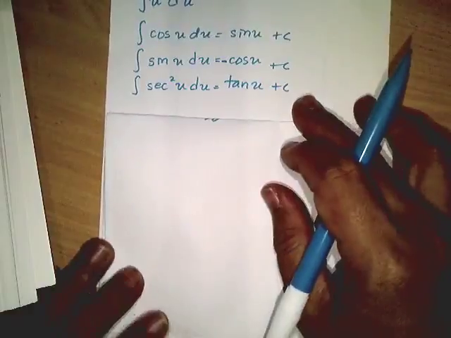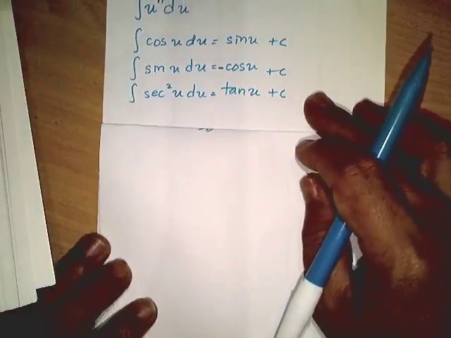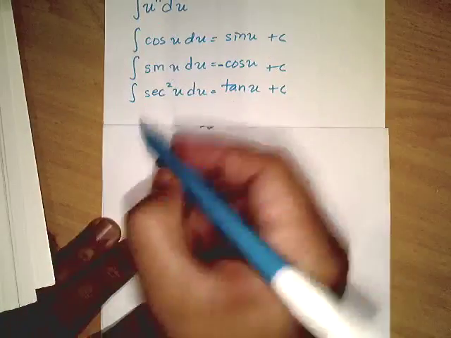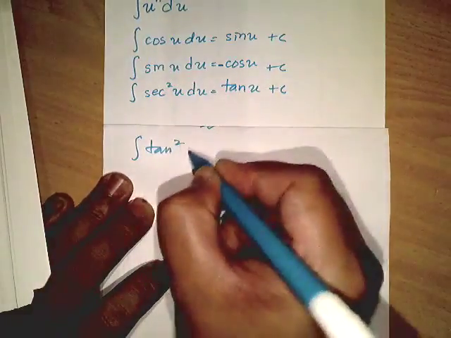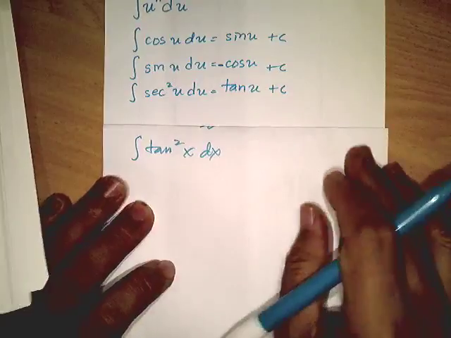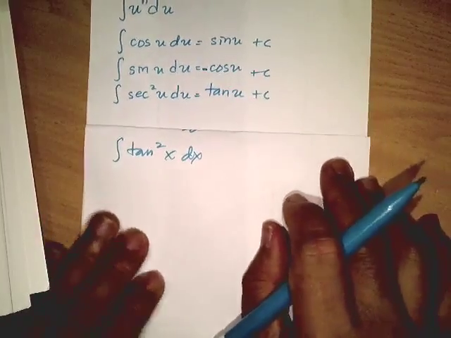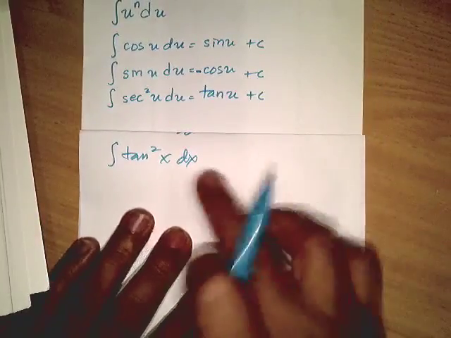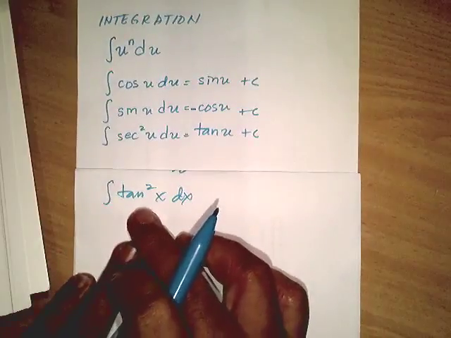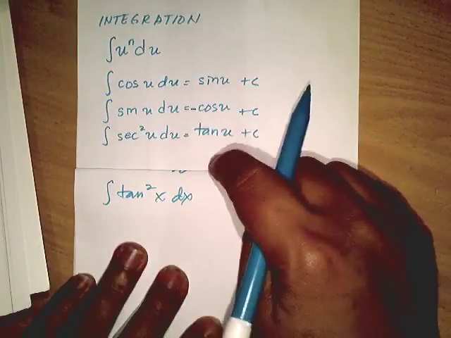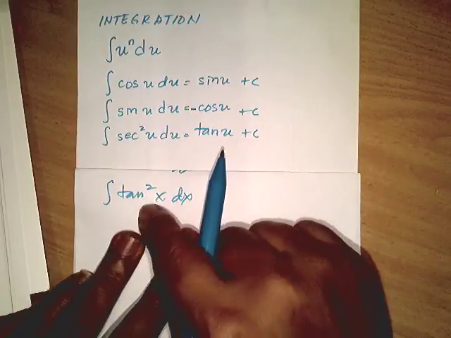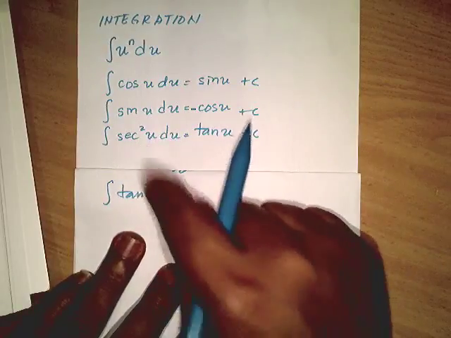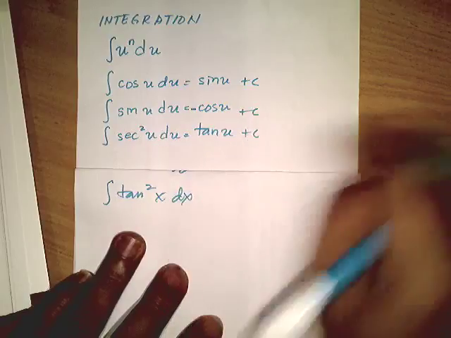Let's try another example. Suppose I have the integral of tangent squared x dx. Alright? Now, tangent squared is not in our formula. We only have sine, cosine, secant squared. But remember that tangent squared can be written in terms of secant squared.